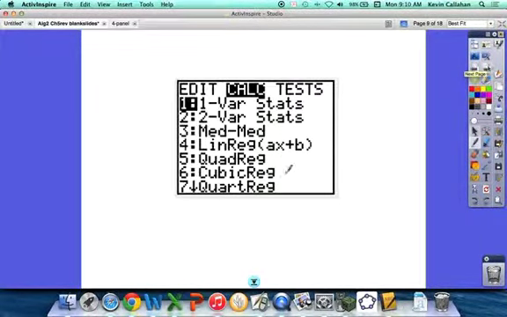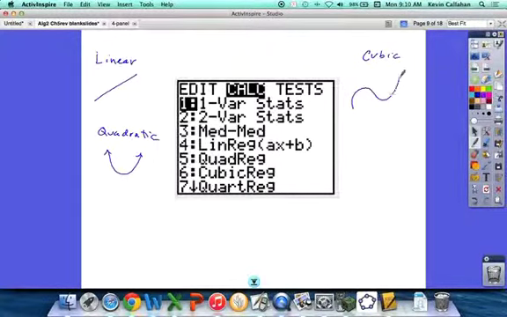Yeah, so remember, these are all your options. When you go to stat calc, then you're looking for these options here, just based on the shape. Remember that for linear, we're looking for something that's a straight line. For quadratic, it could have one turn in it, something like that. For cubic, it can have two turning points in it, something like that. And for quartic, it could have three turning points, always one less than the degree.